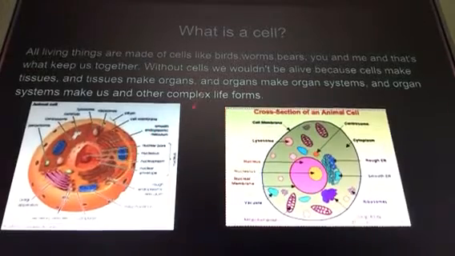And here are just some pictures of a cell. This animal cell, also animal cell.